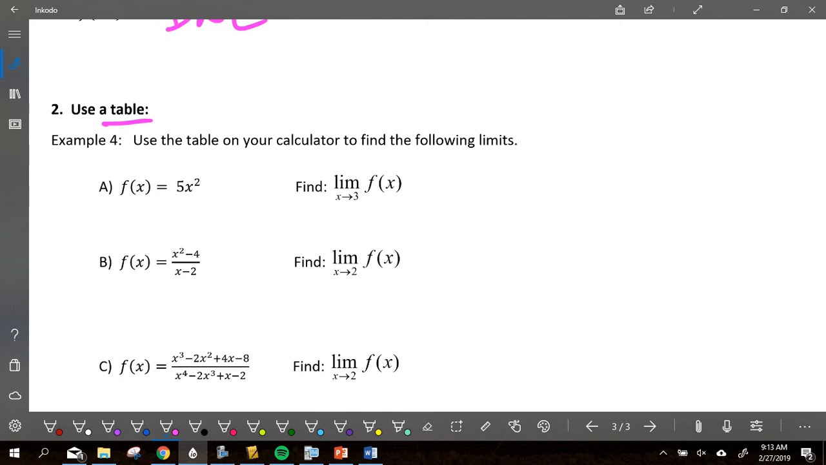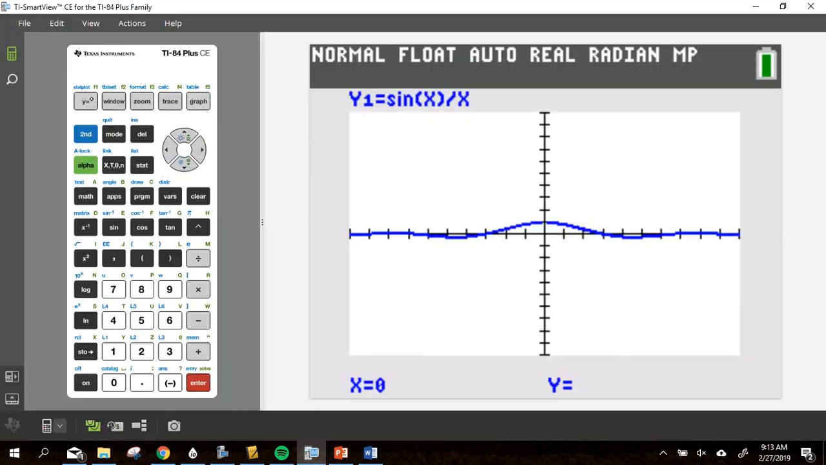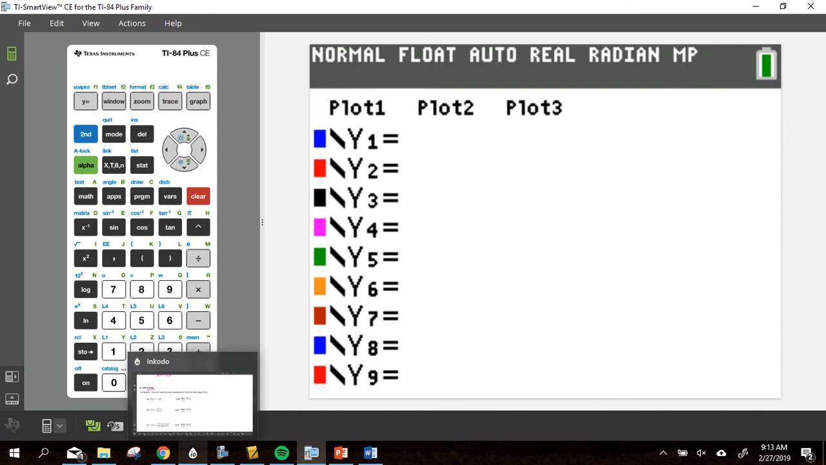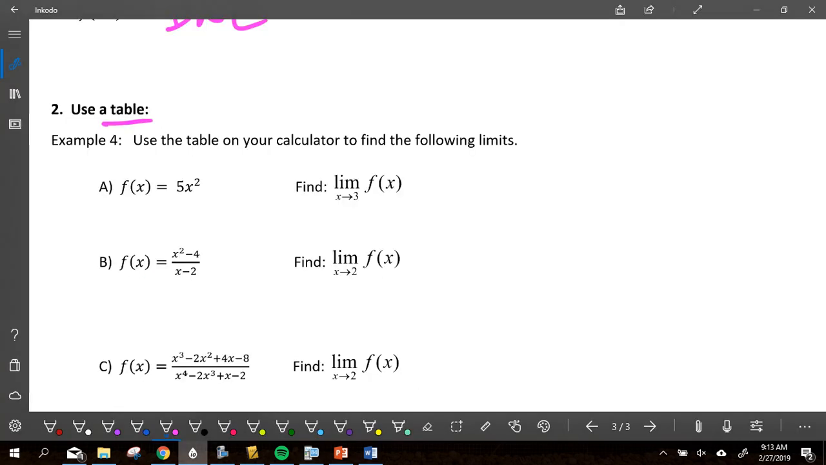So take your graphing calculator and pull that out for me. So we're in our graphing calculator. We are going to look at this first one. The problem we were doing first was the limit as x approaches 3 of 5x squared. Anybody have a guess as to what the limit as x approaches 3 of 5x squared is going to be?